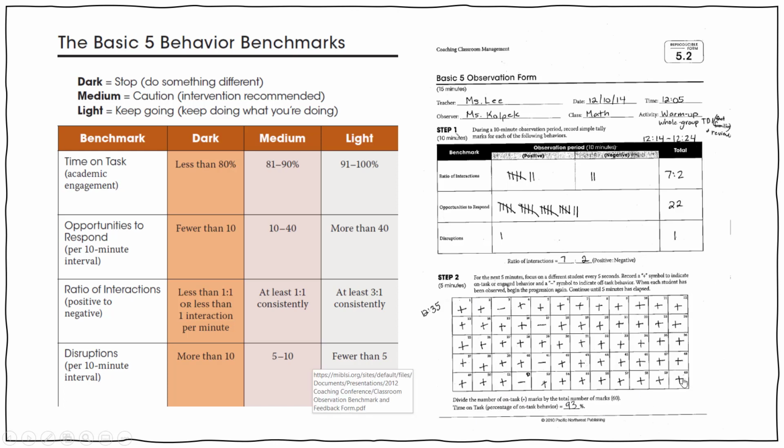So basically you're going to go through, there's 60 marks, you're going to do how many pluses you have divided by 60 times 100, and that gives you your percentage. So she has 93, which is right up here, and she's doing great on time on task.